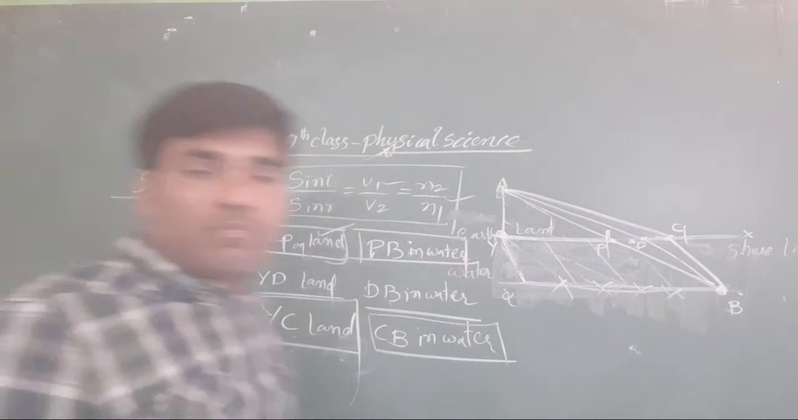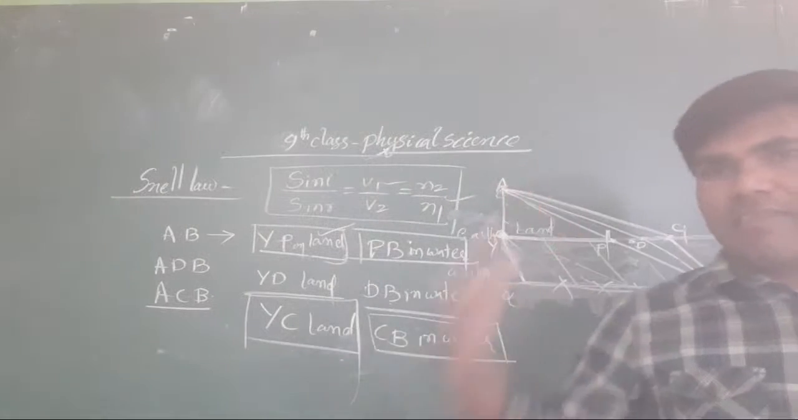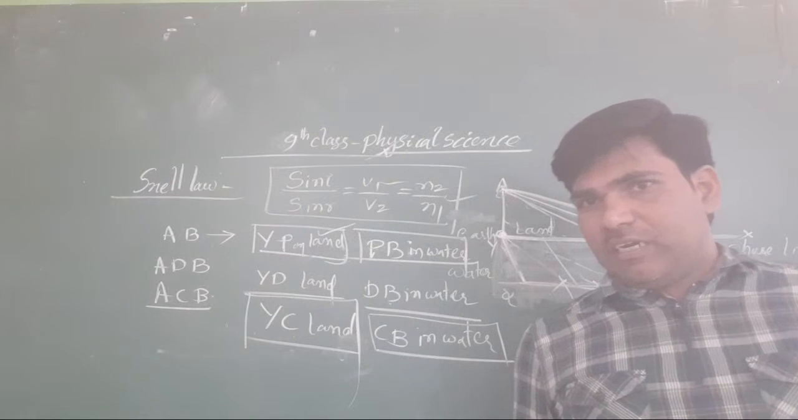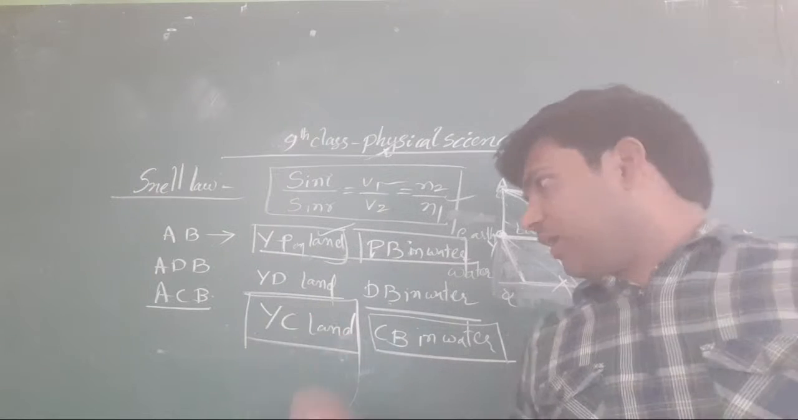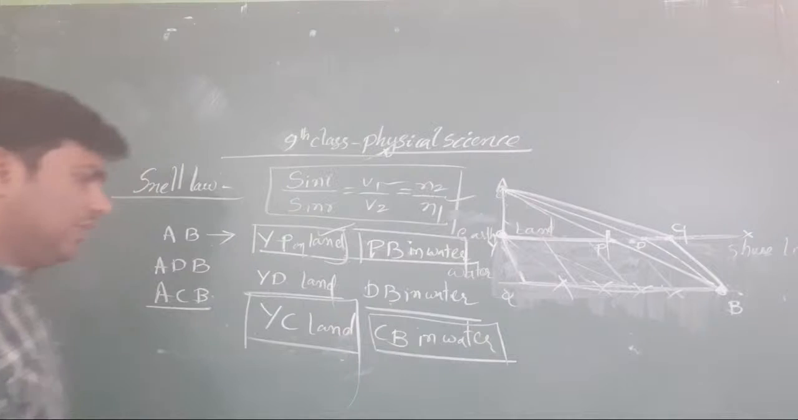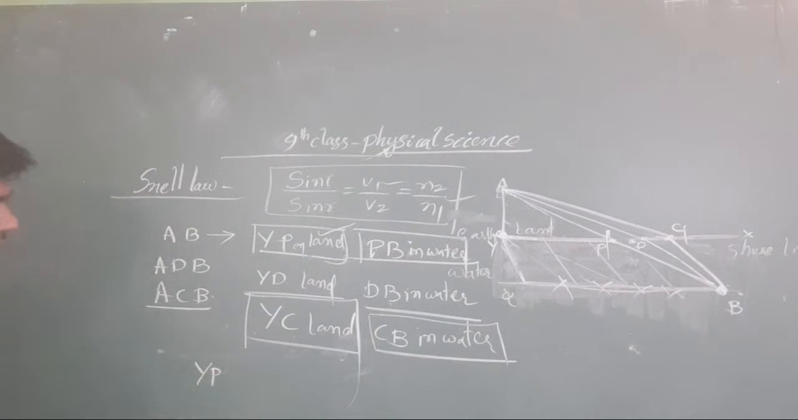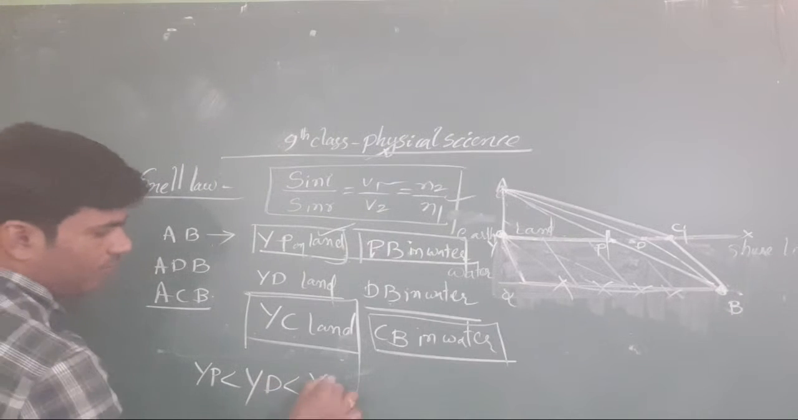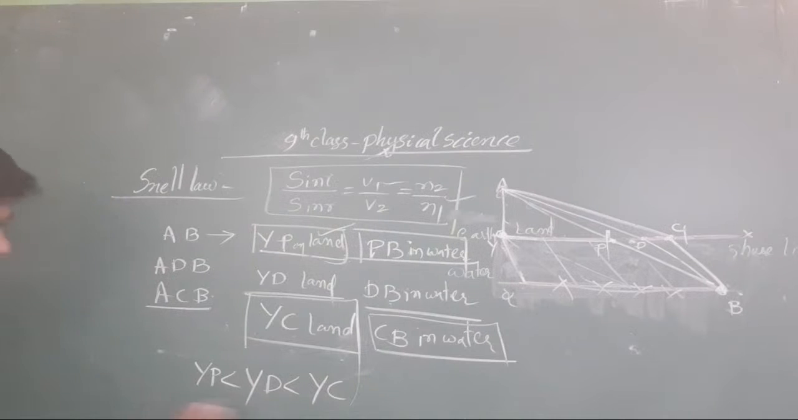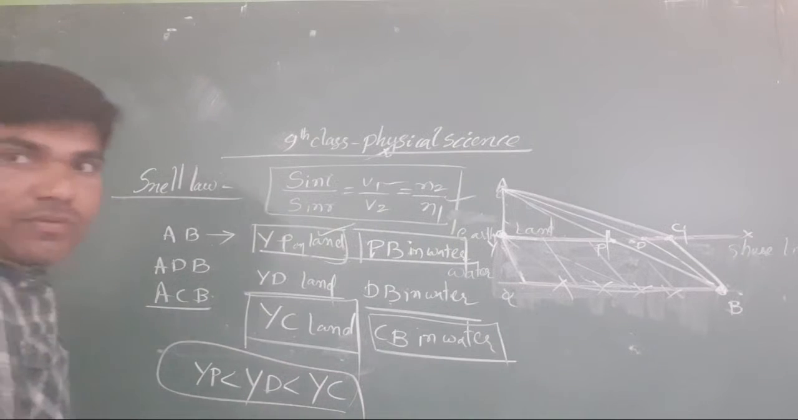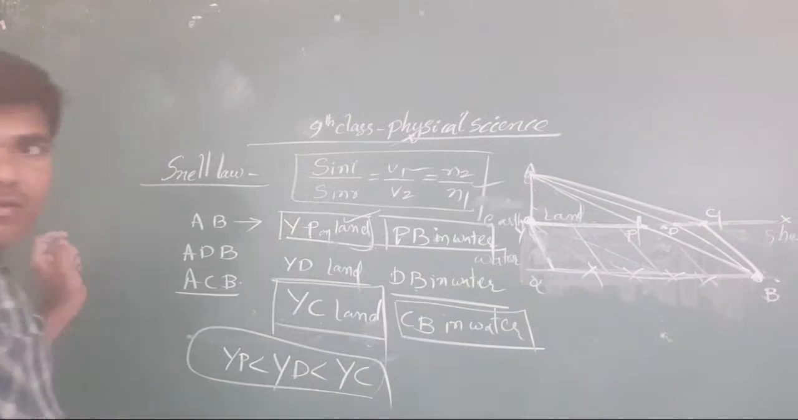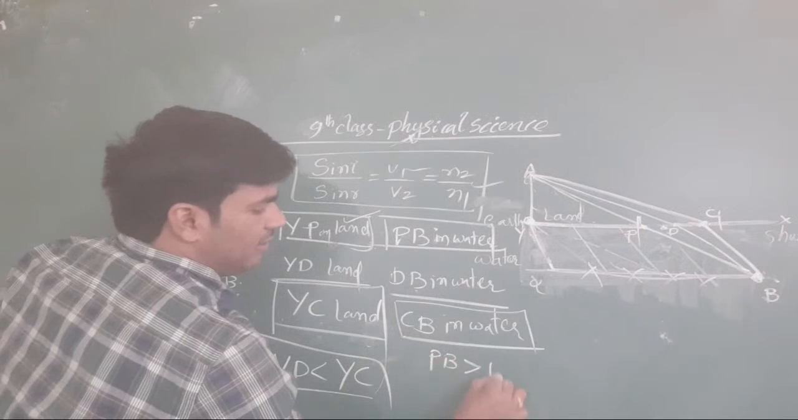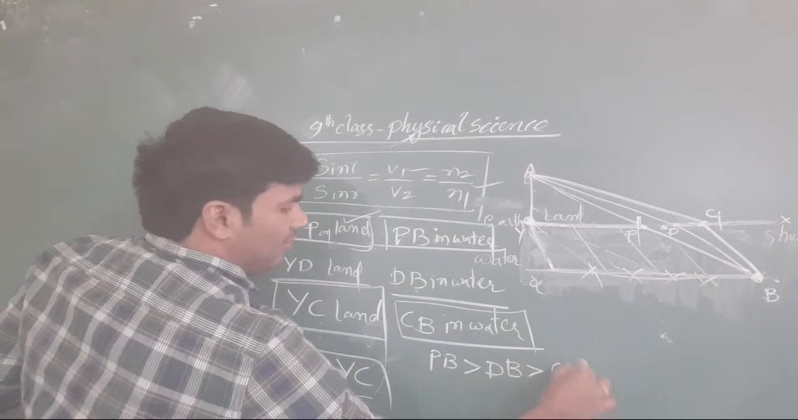So tell me, which path takes less time according to your knowledge? All the students, once again I repeat it. Y to C, here YP is less than YD is less than YC. Clear or not, all the students? This is on the land. Okay, got it? It is on land. What about in the water? Here PB is greater than DB is greater than CB.